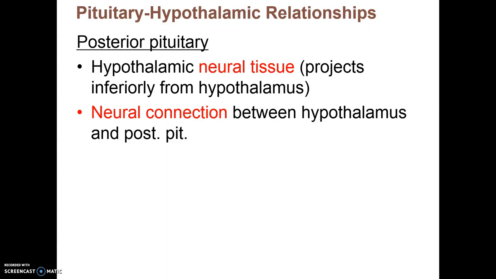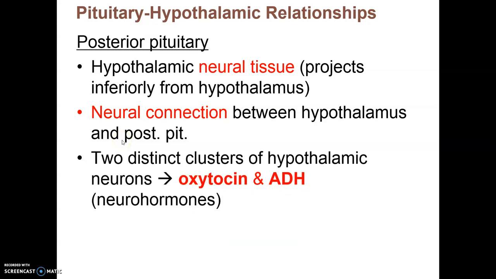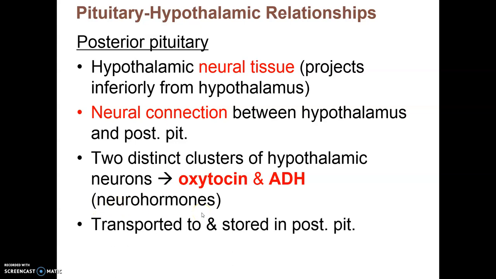In the posterior pituitary, the hypothalamus sends axons into the posterior lobe, so it has a neural connection with the hypothalamus. Those hypothalamic neurons release oxytocin and ADH hormone in the posterior lobe of the pituitary gland. So they are known as neurohormones.